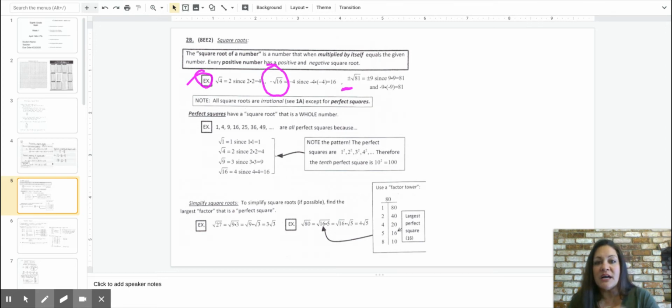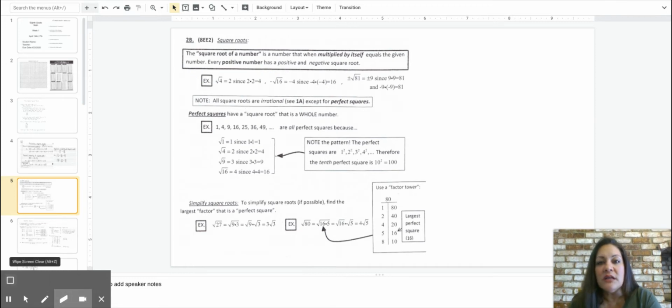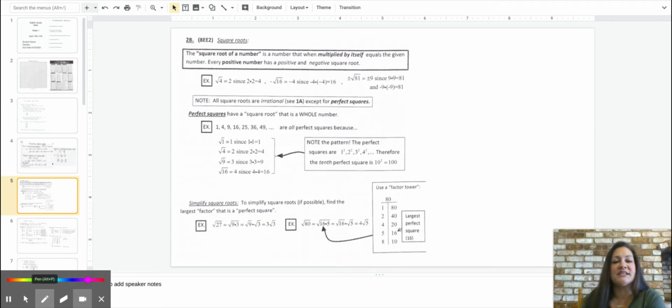Okay, so all square roots are irrational. You just have to look at 1A. That's for perfect squares. And perfect squares have a square root that is a whole number. It's not going to be a decimal. So our examples are 1, 4, 9, 16, 25, 36, 49.